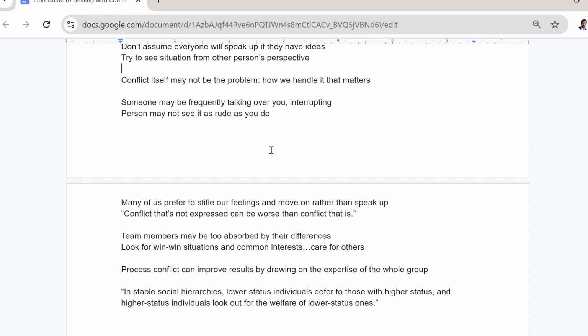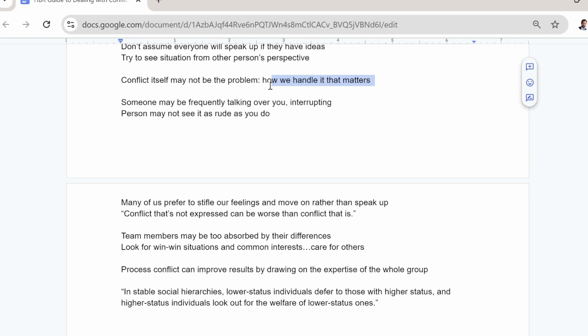Try to see the situation from the other person's perspective. I'm repeating that over and over again. It's just incredibly important for your sake and theirs. Conflict itself may not be the problem. How we handle it is really what matters. It's not that there are problems, that there are conflicts. That's inevitable. But it's how you manage and deal with that.